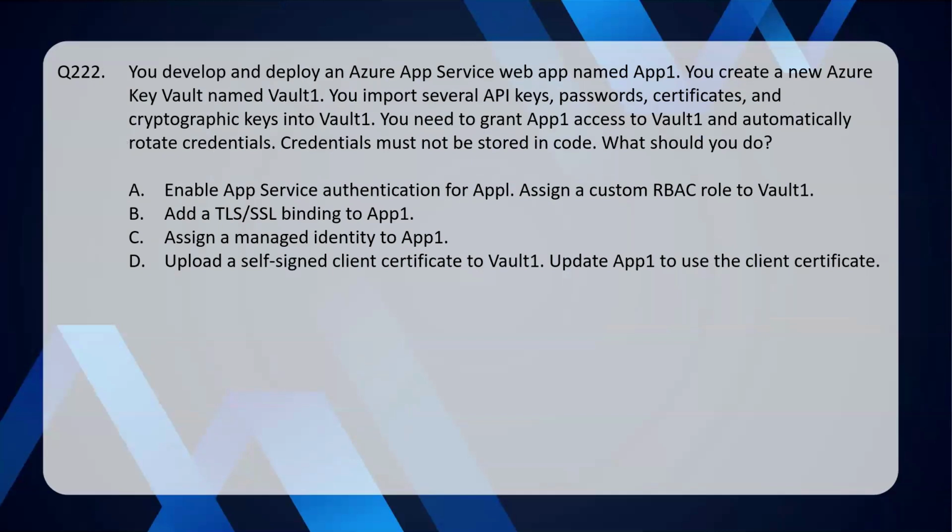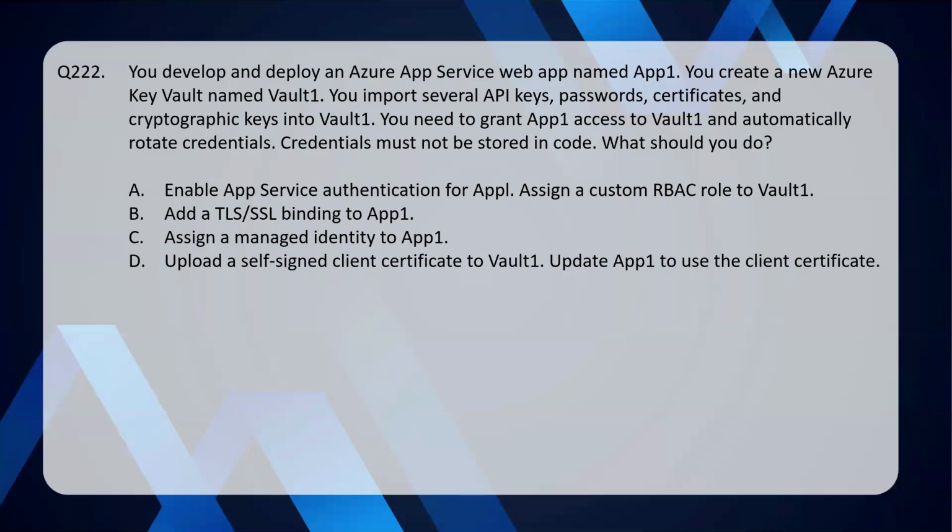In question number 222, you have an Azure App Service App1 and an Azure Key Vault Vault1 that stores secrets, certificates, and keys. You must grant App1 access to Vault1, enable automatic credential rotation, and avoid storing credentials in code.